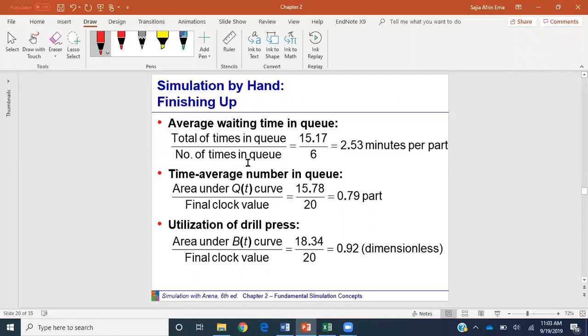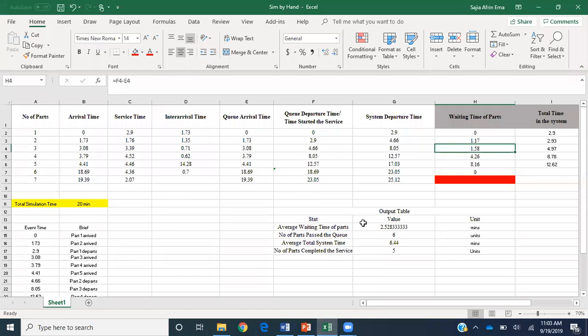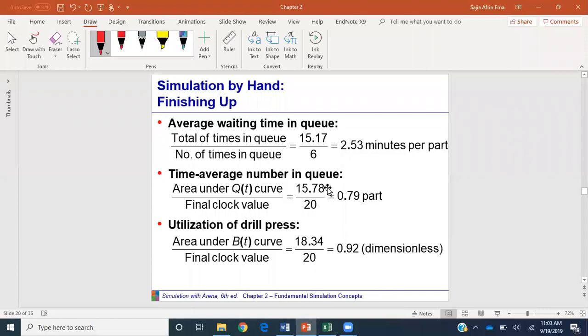And the number of times in queue, that means the number of parts that completed queue, is 6. So this is 2.53 minutes per part. So that's the waiting time. Exactly the same thing we found here. Average waiting time of part is 2.528, which is approximately 2.53 minutes.